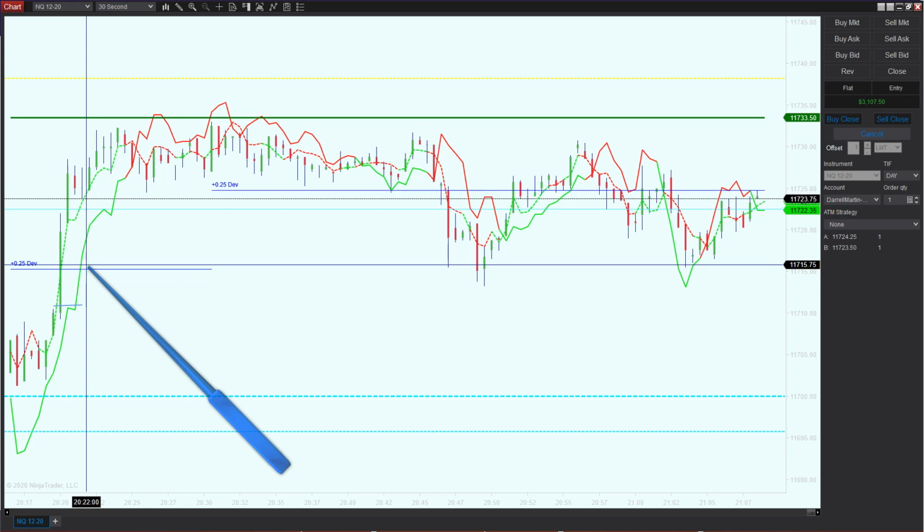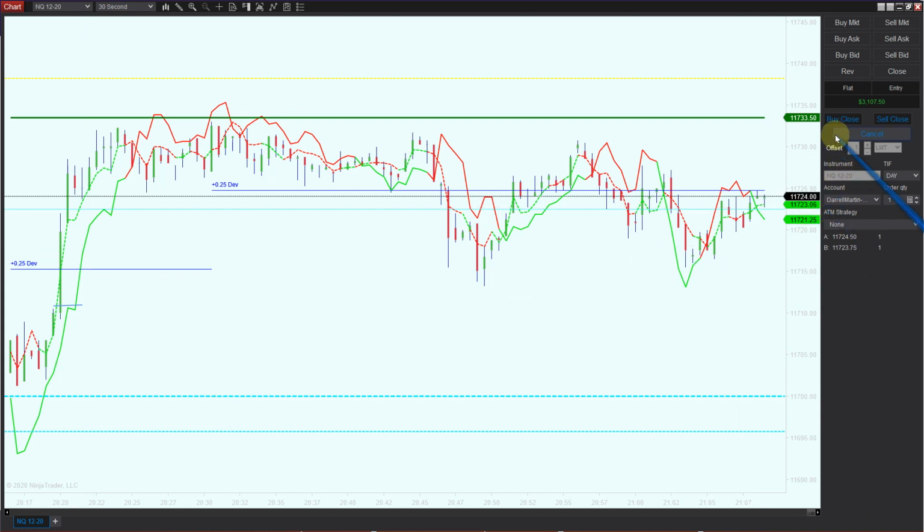You can use a limit or a market entry. So if you're fast enough to get the limit entry on, you can put a limit entry on. Or you can hit the buy the second it breaks it. We're also working on making these new buy and sell buttons.